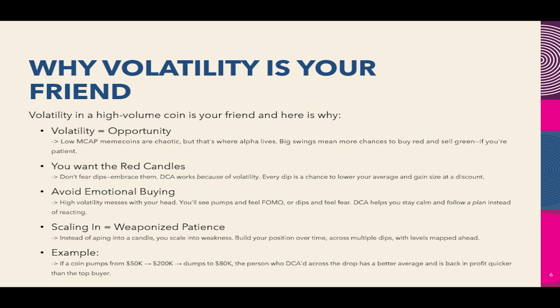Scaling in equals weaponized patience. So instead of aping into a candle, you scale into weakness, right? Weakness is just a really low part of the chart. So if a chart's at like 200K and it went all the way down to 100K, then it went up to 130K, let's say on a 5-second chart. In 5 seconds, it hit 130K, right? Most people are gonna buy there. They're gonna buy into strength. No, you gotta buy into the weakness.